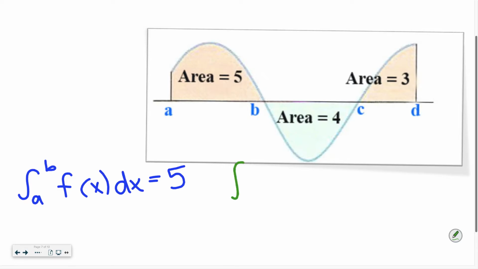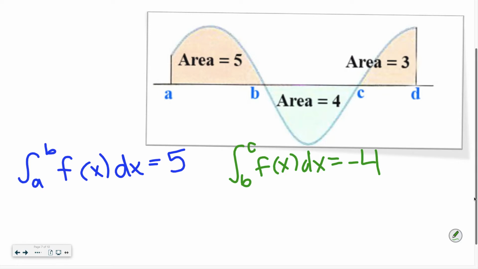Now, what if I change this? Well, what if I say the integral from b to c of f of x dx? The integral from b to c. Brayden, what would you tell me? From b to c, 4? But since it's under the x-axis, we would say that's a negative 4. Okay? If we're under the x-axis, we're going to call it negative area.